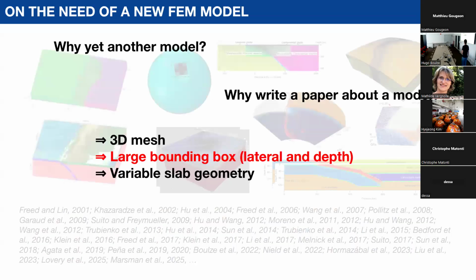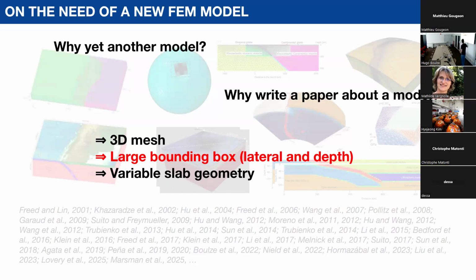The problem in all these models is that some of them are not in 3D, and we need a 3D and spherical mesh because we are looking at deformation very far away from the trench, thousands of kilometers from the trench, so sphericity plays a role here. We need a large bounding box, and I will show you just after why. You have some models that are only 500 kilometers deep, and I will show you later that this can be a problem when you try to model deformation over a very large scale and over a very long period of time.